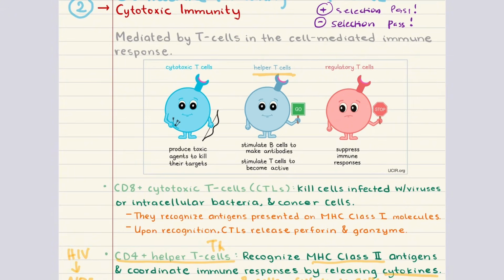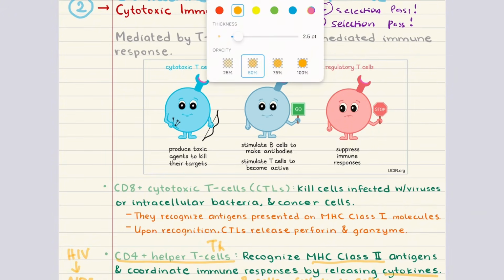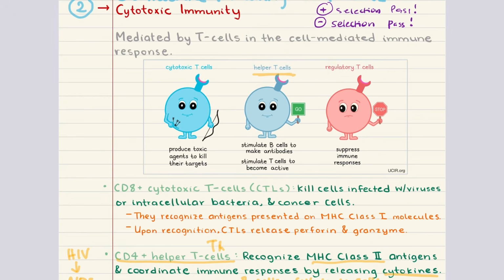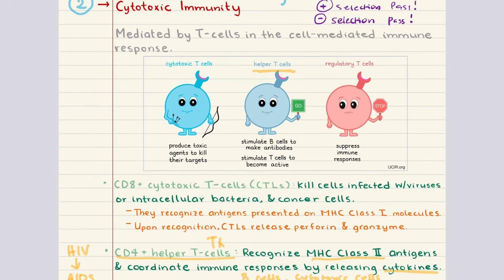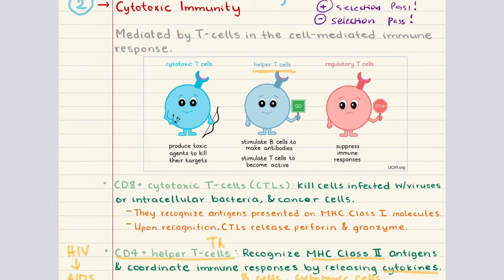And as HIV destroys these cells over time, the immune system becomes less able to fight infections, and that really leaves the body vulnerable to other diseases. Now, the other type of T cell we want to talk about is cytotoxic T cells. Those are also called CD8 plus T cells or TC cells, or sometimes CTLs. They specialize in killing cells that are infected with viruses or intracellular bacteria, as well as cancer cells.